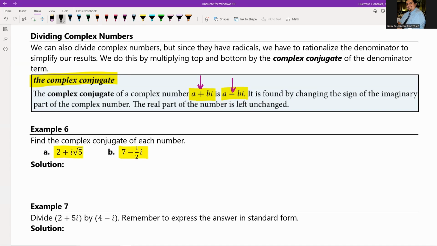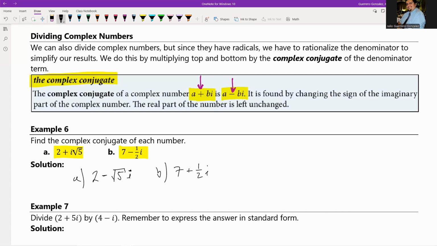We have two examples here. For A, the complex conjugate is just going to be 2 minus the square root of 5i. I'm switching stuff around here. I like to have the i back here. I'm just giving you an example. You can switch these around. It's still multiplication, right? If you remember, 5 times 3 is still the same as 3 times 5, so multiplication can switch them. I can still do that here. For B, the complex conjugate is 7 plus 1/2 i. Done. Those are it. Nothing extra.